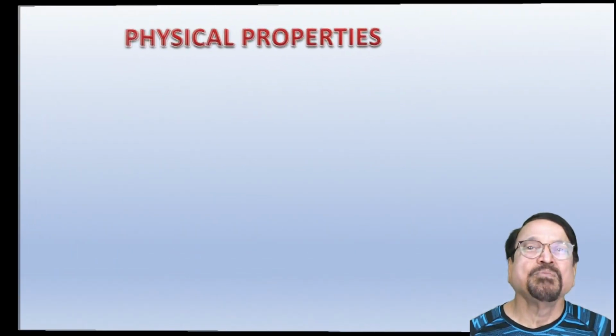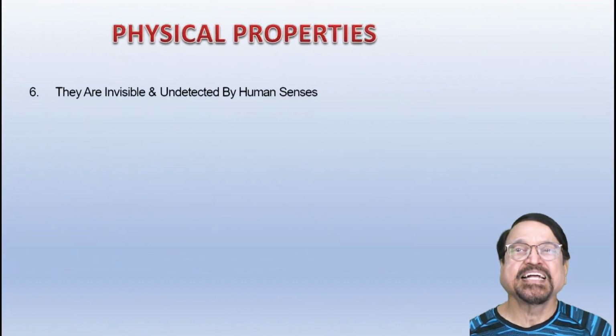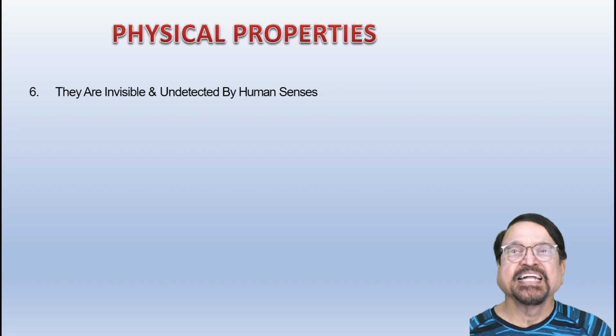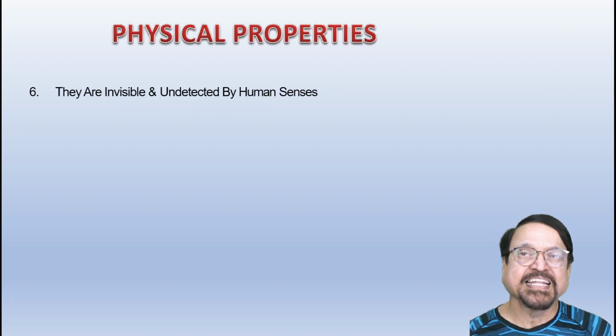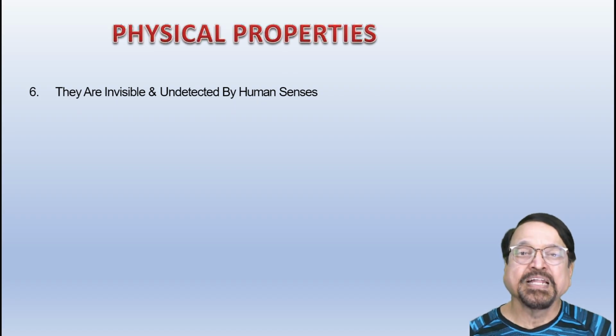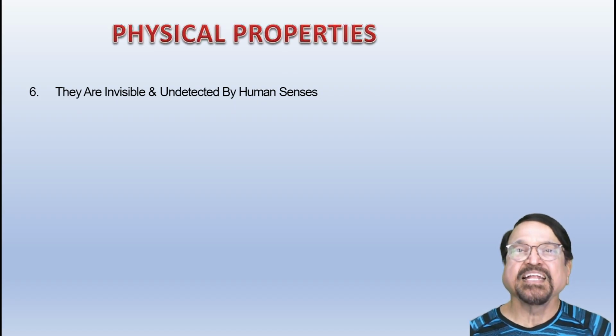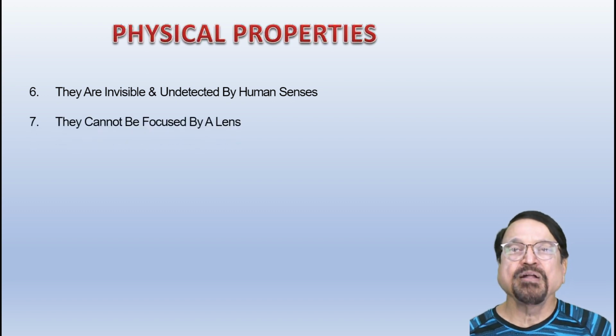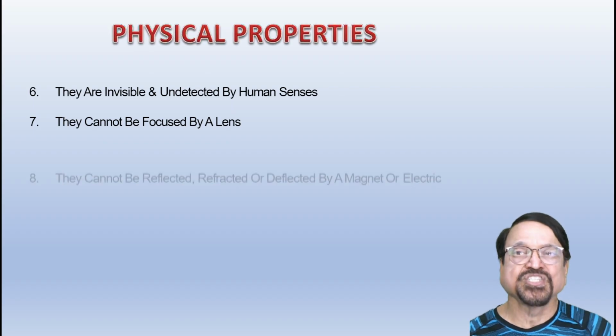Let us get more properties of this radiation. Number 6, they are invisible, hence the name X-rays. That was the name given after the invention. They are undetectable by human senses. We cannot smell them, they cannot be sensed by the skin, by nose or otherwise. They cannot be focused by a lens.